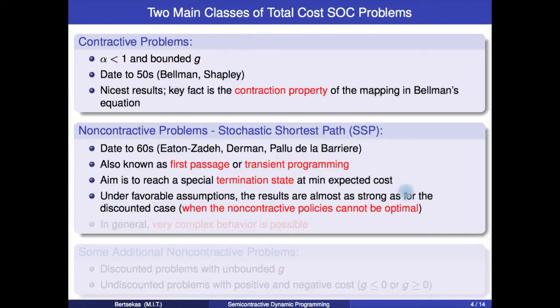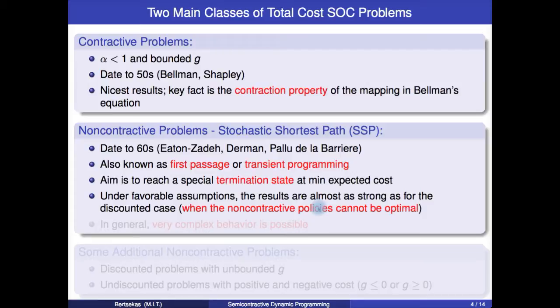Now, under favorable assumptions, the results that are available here are almost as strong as for the discounted case. These favorable assumptions preclude the optimality of non-contractive policies. And the contractive policies here, in the context of shortest path problems, are the ones that terminate with probability 1 from every starting state.